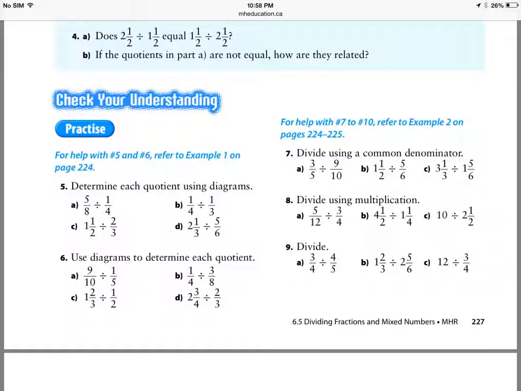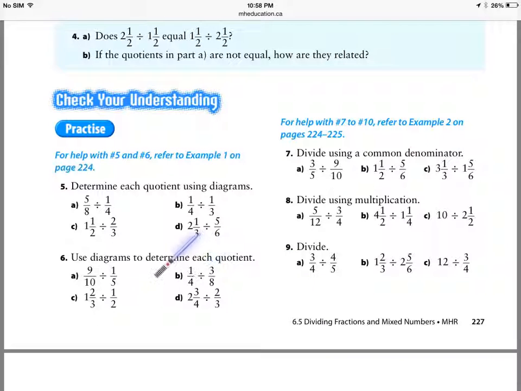So what I'd like to do now is turn to page 227, and I'd like you to complete questions 5, 6, 7, 8, and 9. You need to use diagrams for number 5 and 6, the common denominator rule for number 7, and you can divide using multiplication for number 8, and number 9 you can choose whichever method works best for you.